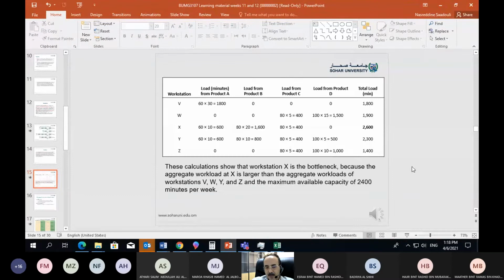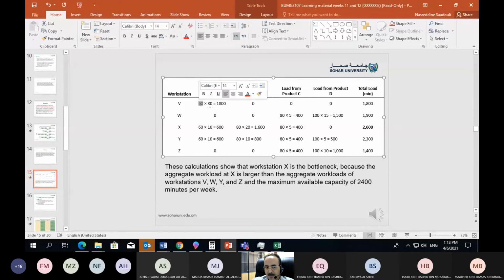How are we going to do this? The easiest way is to do this through this table, where for each workstation I calculate the load for each product. The load, as you can see, is the demand multiplied by the time per unit, the number of units times the time per unit.